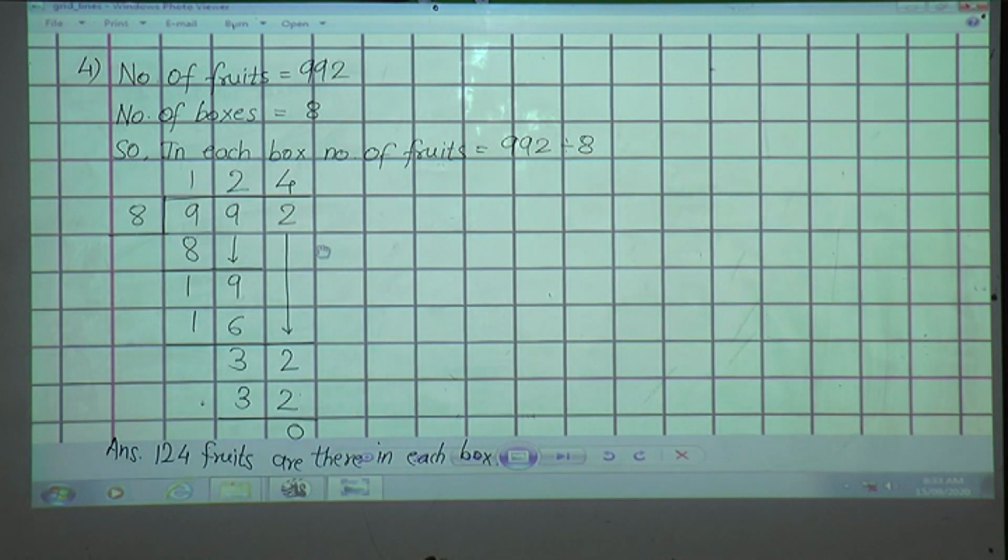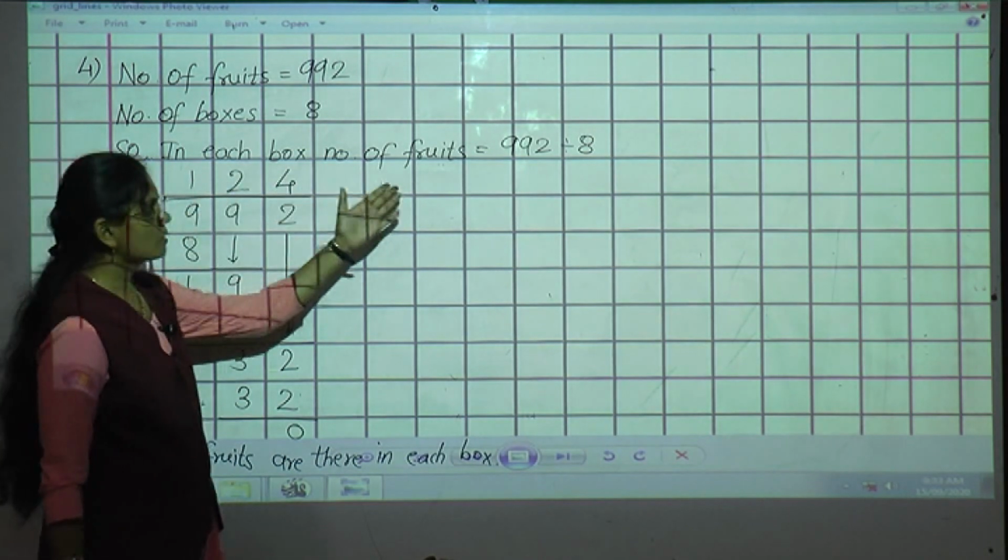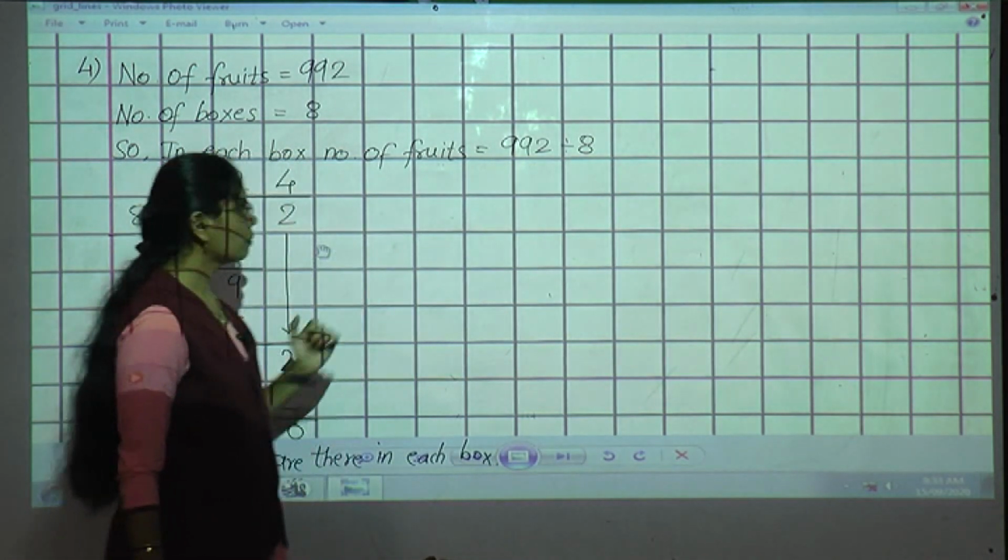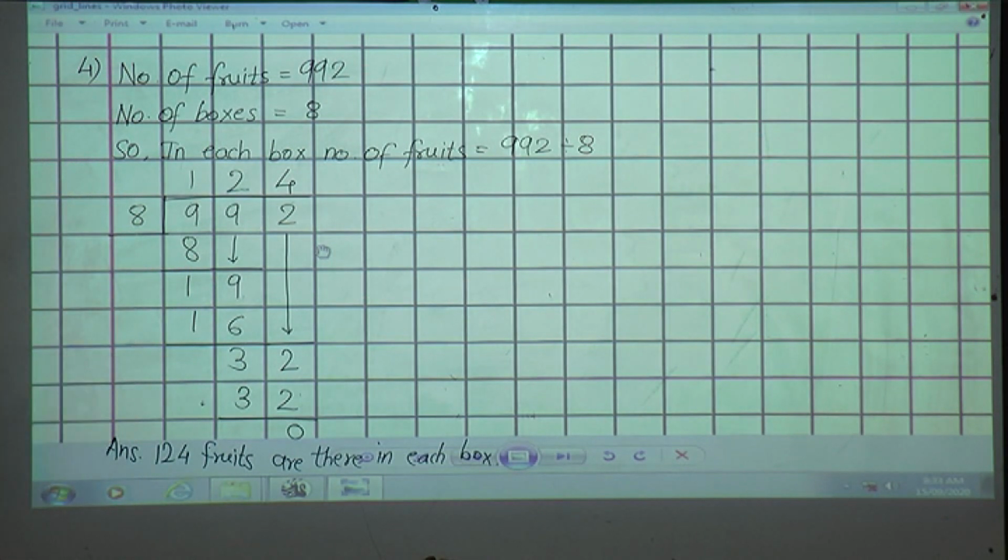Okay, see once again I will explain you. There are total 992 fruits, and those 992 fruits they have packed in 8 boxes equally. And what we have to find out? We have to find out that in each box how many fruits are there. Okay, so in each box number of fruits is equal to 992 by 8. When we solve this 992 by 8, then we get the answer 124. So at the end we have to write the answer in this way, like 124 fruits are there in each box.